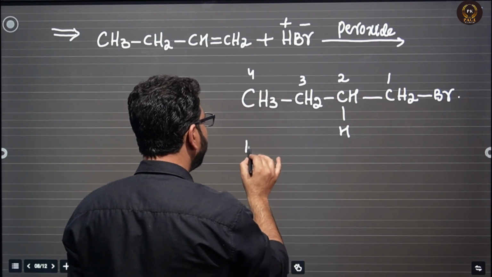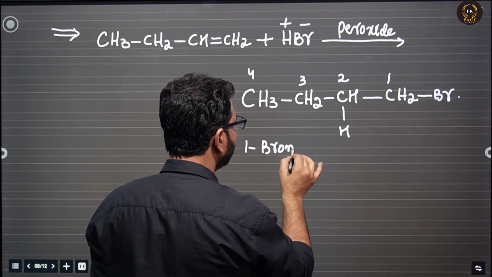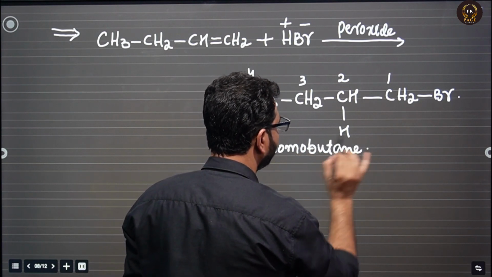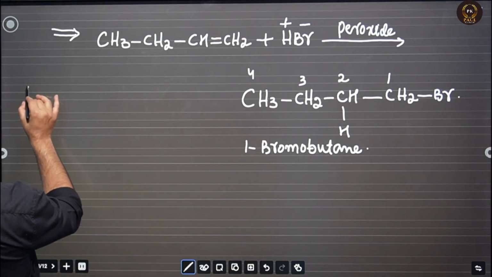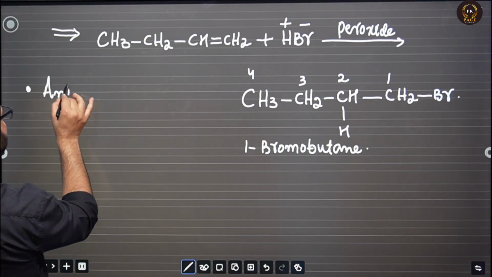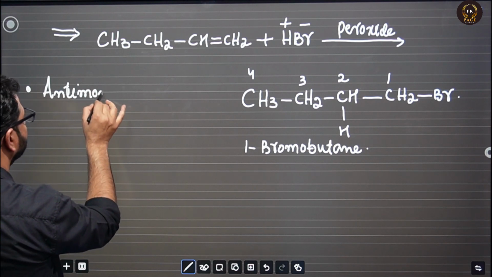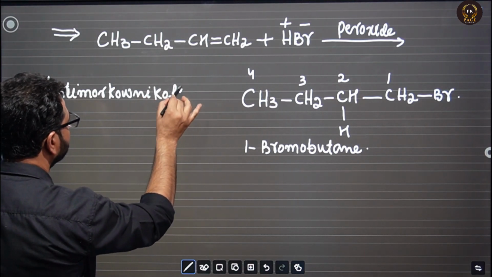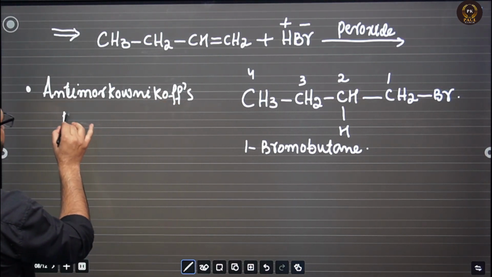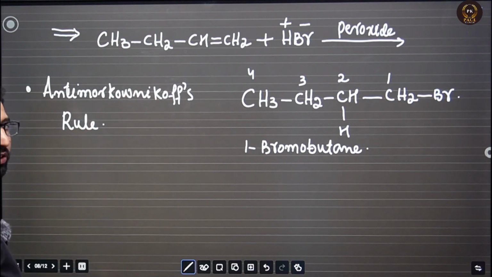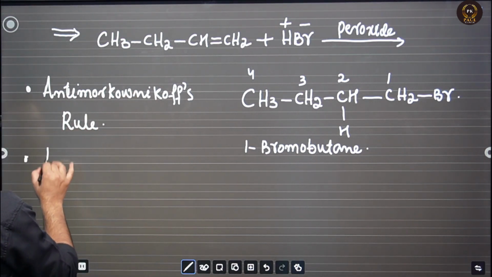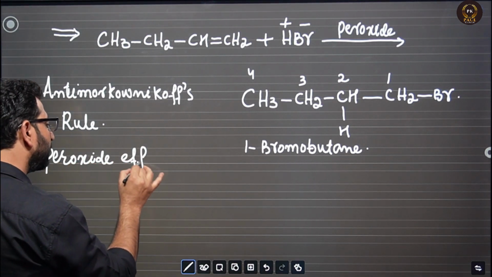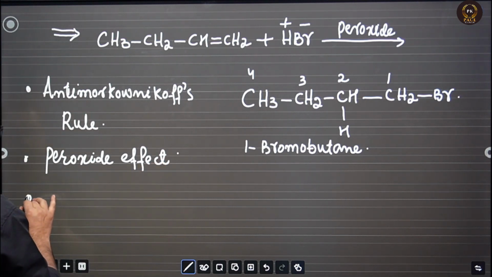This is 1-bromobutane, and this is according to anti-Markovnikov's rule. Okay, this is called anti-Markovnikov's rule, or we can say that it is the peroxide effect, or we can say it's a Kharasch effect.